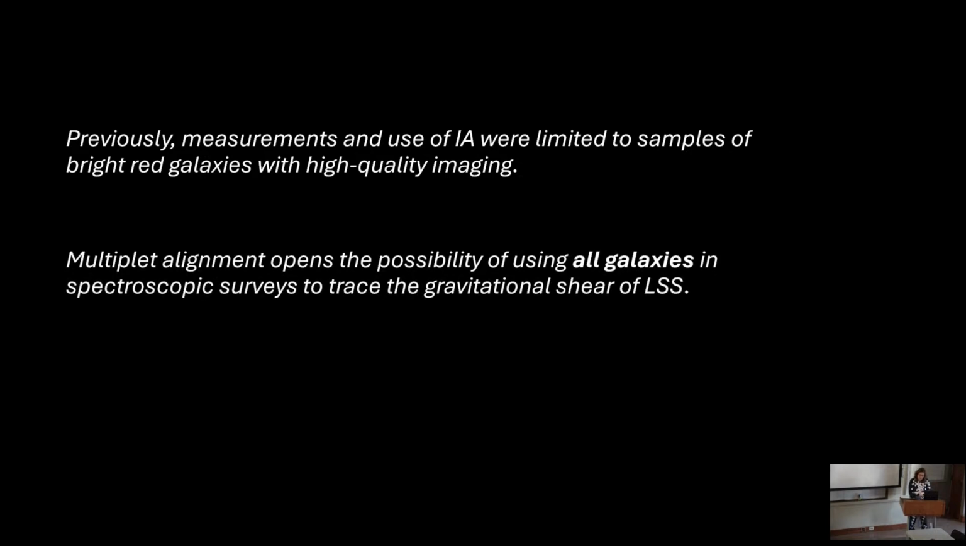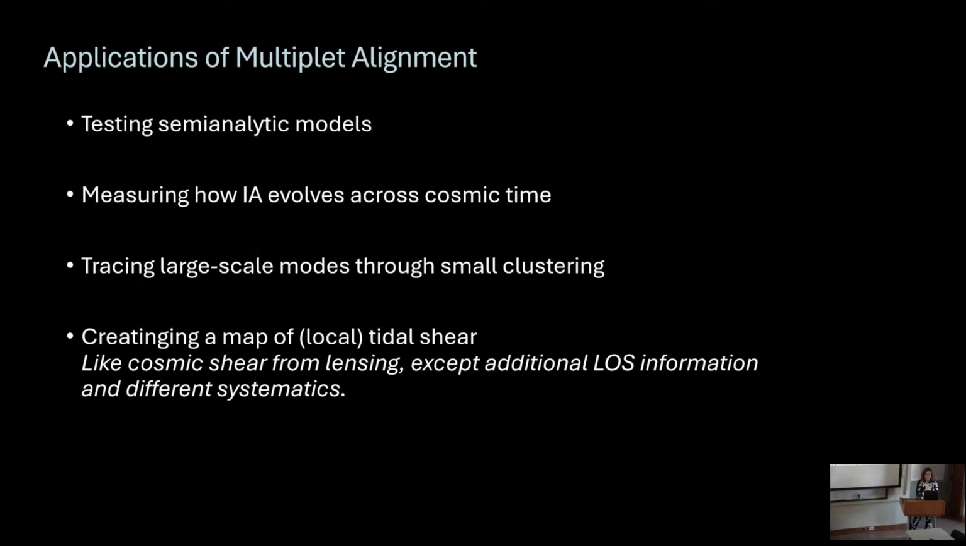But multiplet alignment opens the possibility of using all galaxies in spectroscopic surveys to trace gravitational shear on very large scales. I'm now developing this for a variety of applications. To quickly rattle off a few that are most relevant for upcoming surveys. This is a clear instance where n-body simulations fail on large scales, so it can be a useful test of semi-analytic models, which are trying to accurately produce connections between large and small scale clustering.